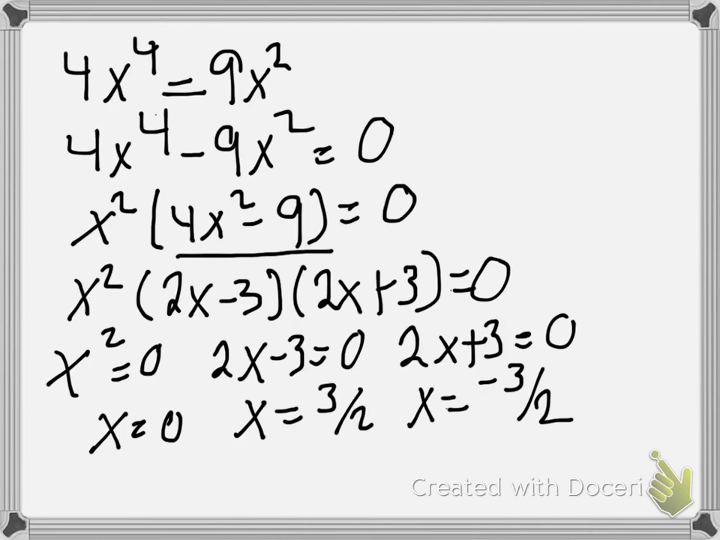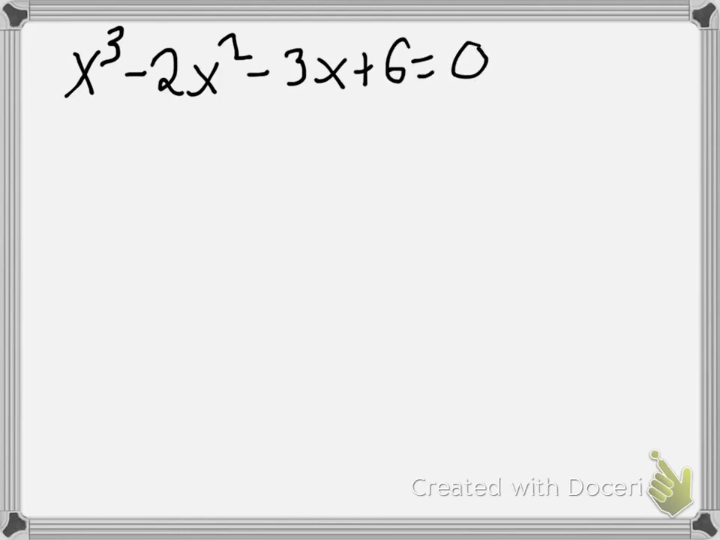Let's move on. I'm going to leave number 3 as a blank one for you guys to work on, and I'm going to go ahead and move on to number 4. So we have x cubed minus 2x squared minus 3x plus 6 equals 0. Now, ladies and gentlemen, how many terms do we have here? 1, 2, 3, 4 terms.